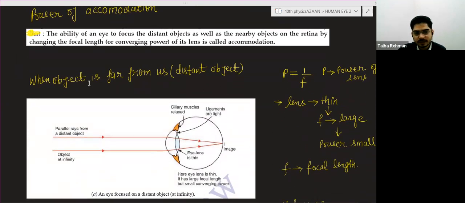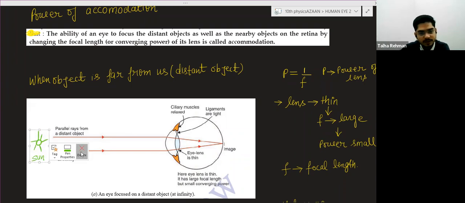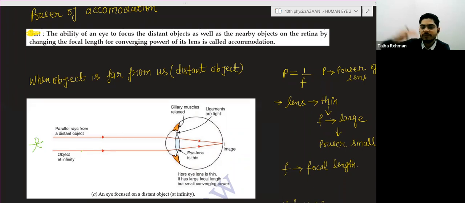Okay, so now you can see how we see the far object. This is the example. When the object is far from us, what happens? Suppose here is some object, here is the sun, for example, very far from us, or you can say a person is here, very far from us. Any object.